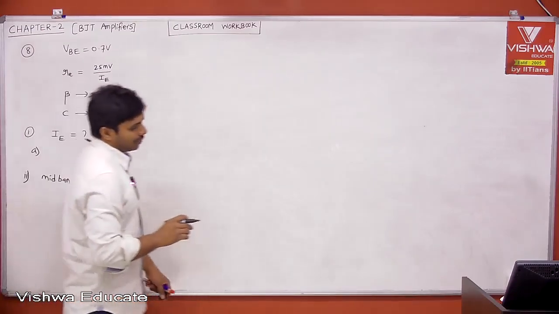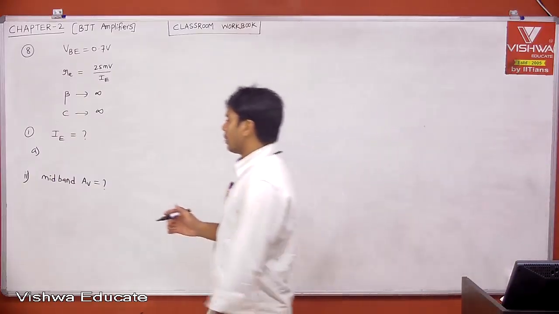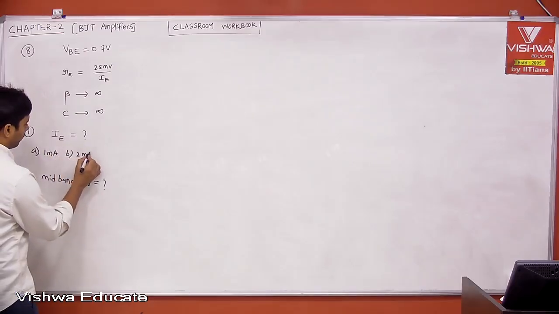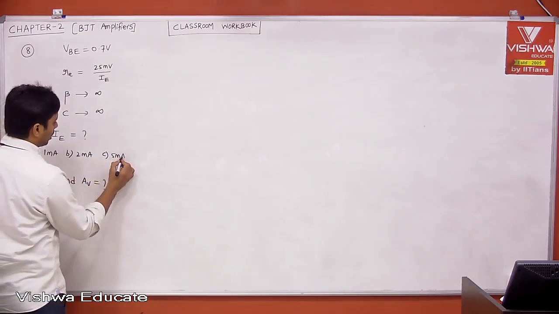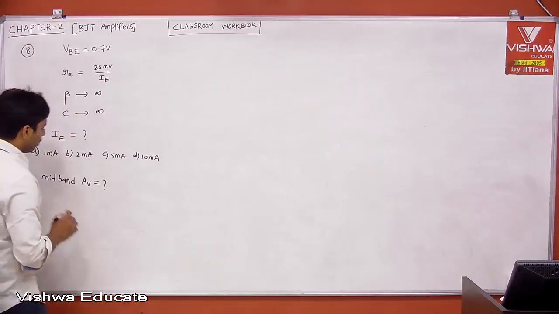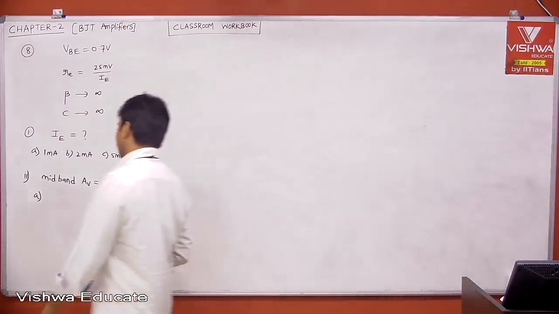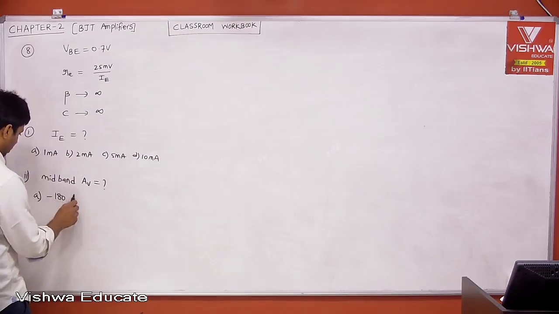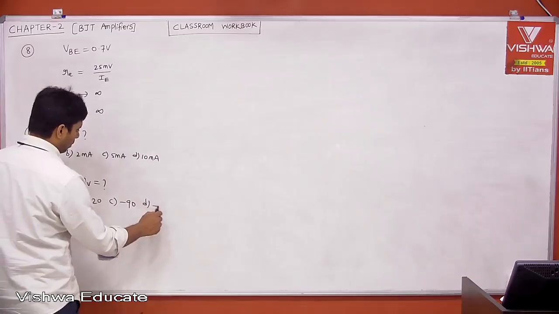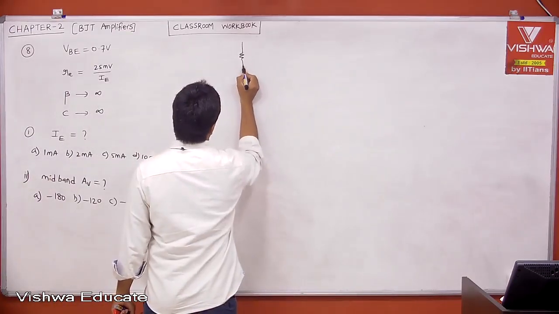Therefore, for the first bit, what are the options? Options are 1, 2, 5, 10. 1 milliampere, 2 milliampere, 5 milliampere, 10 milliampere. Similarly, for the mid-band voltage gain, the options are minus 180, minus 120, minus 90, minus 60. Okay, and the circuit is nothing but an RC coupled CE amplifier only.